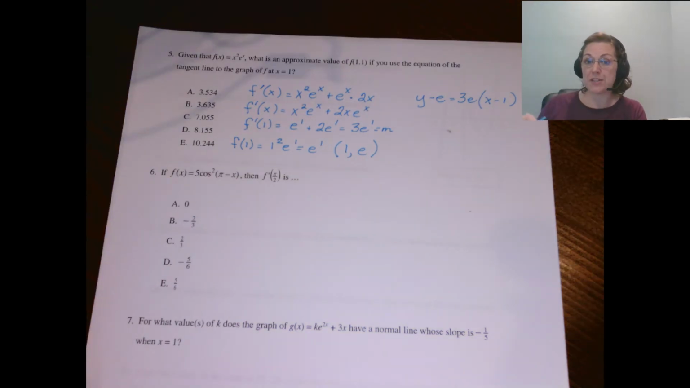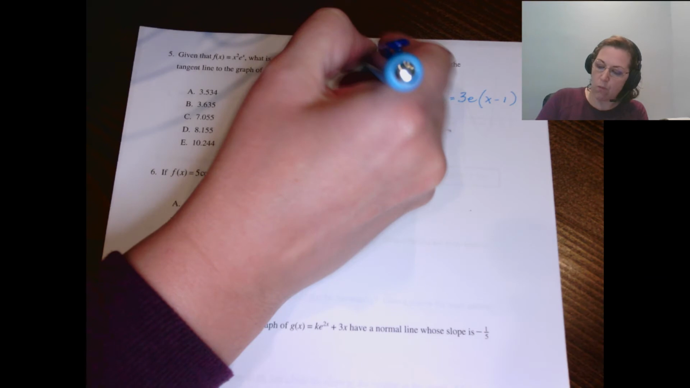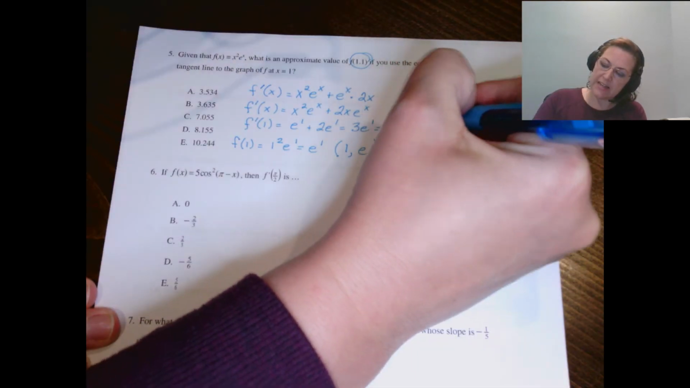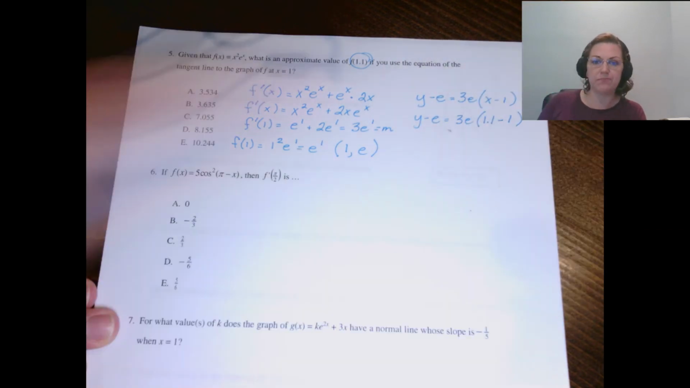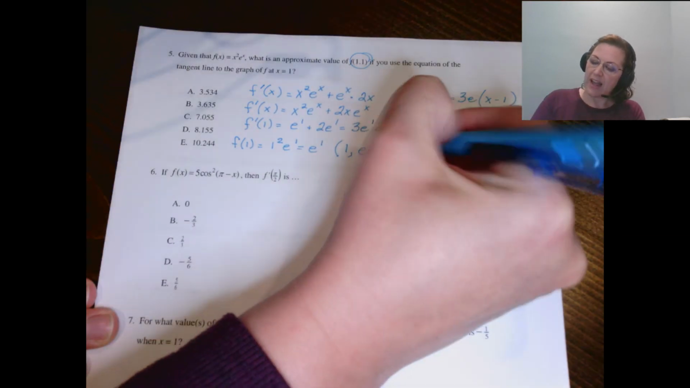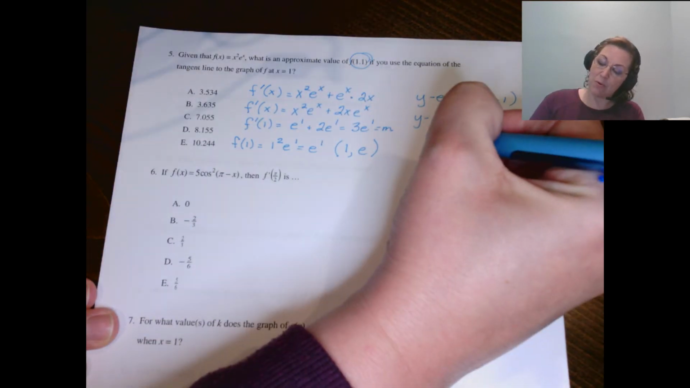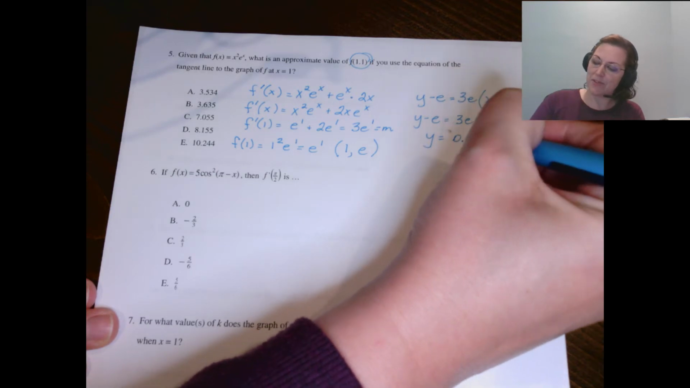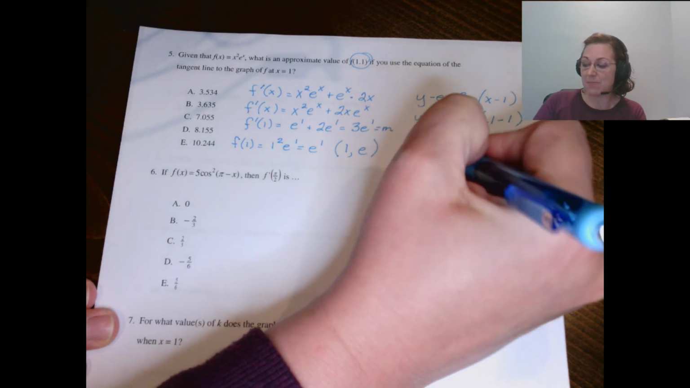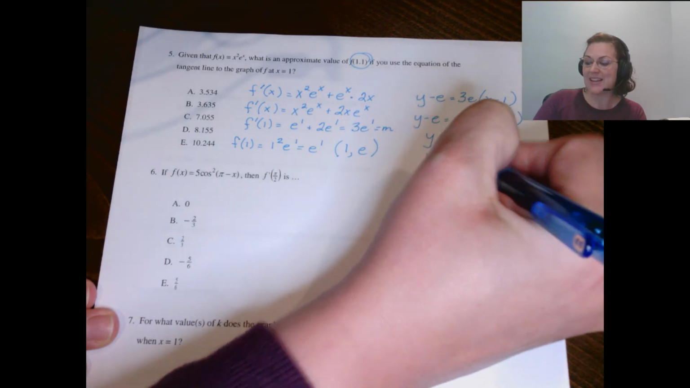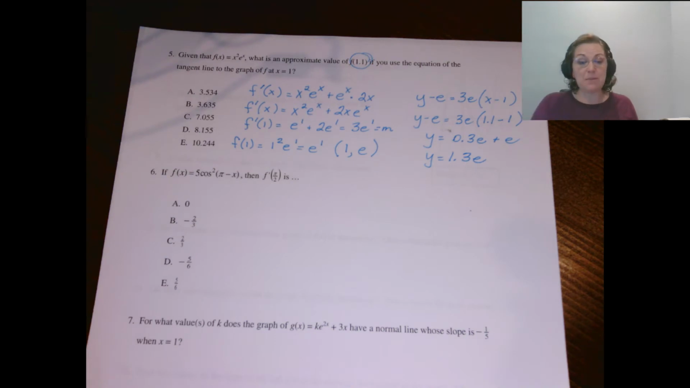And now I want to plug in 1.1 for x. So I've got y minus e equals 3e times 1.1 minus 1. And that gives me y equals 0.3e plus e, because I moved this e to the other side. So friends, I'm going to end up with 1.3e. Now that's going to be a plug in my calculator and see what value I get for y.